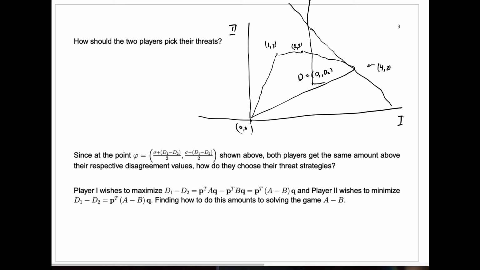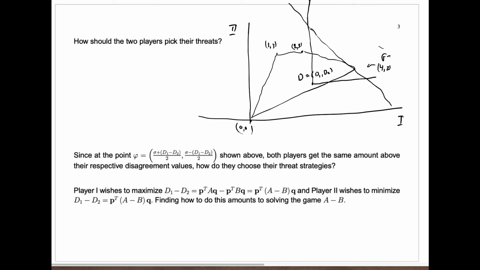If I put a horizontal line here, player 2 would never accept any number below D2, below this line, because player 2 can guarantee at least D2 all by himself without any cooperation from player 1. Now, let's mark some of these things on the graph.